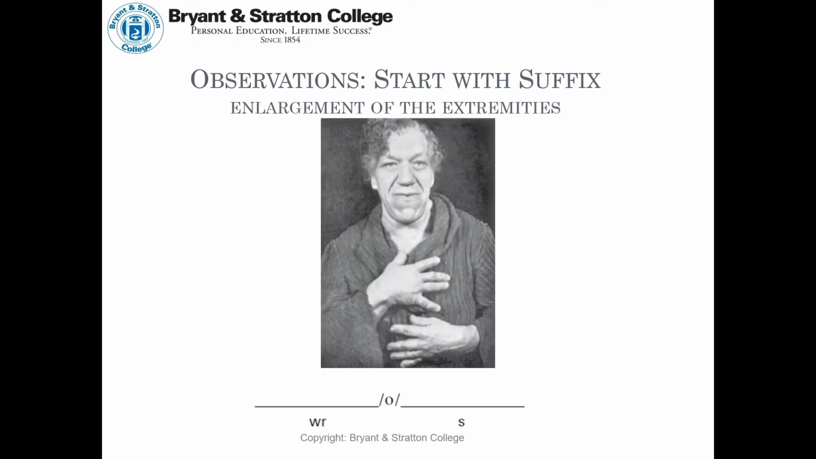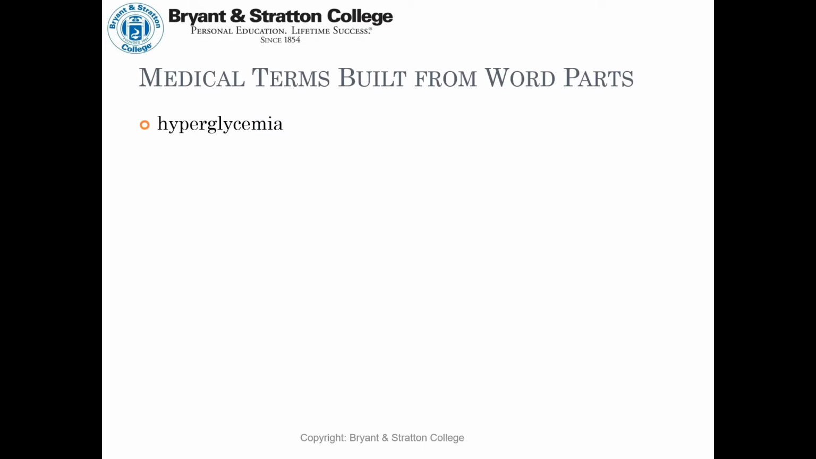Now, this picture that we see here, this person actually has acromegaly. So you notice the very wide, tall, prominent facial features, the enlarged fingers, things of that nature. It's a very obvious condition when we see it. So now going through, hyperglycemia is too much, too high of sugar. We actually use it specifically for blood sugar levels.